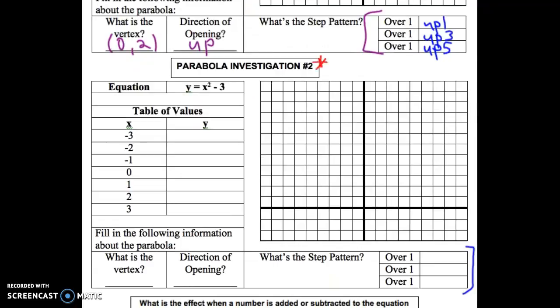Tell me the vertex first. Try to find the vertex based off of y equals x minus h squared plus k. If you can find the vertex and then insert it into your table somewhere, plot the vertex and use the step pattern, and then check your math after that by inputting all these x values into the function. When you are done with that, please raise your hand and I will come check you.